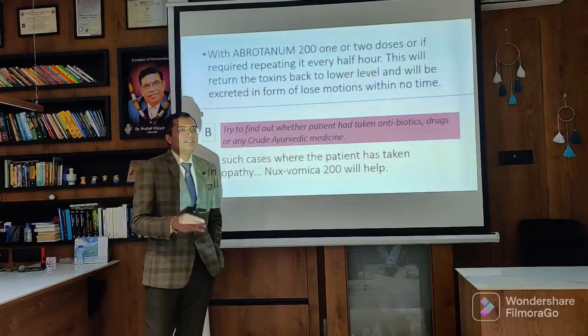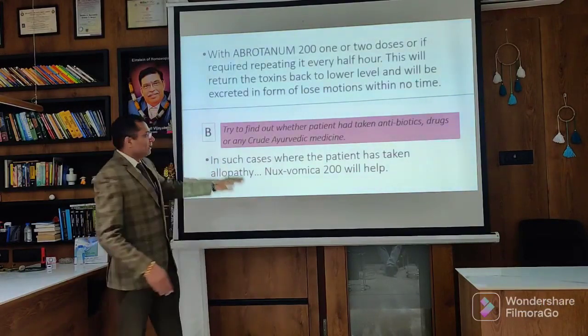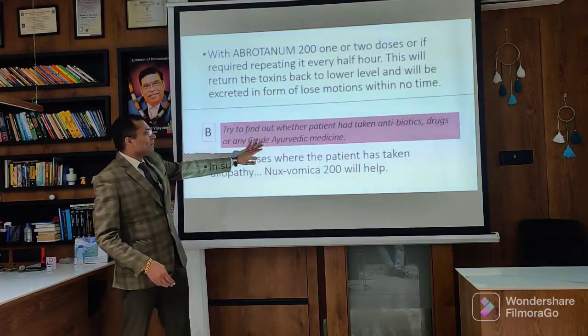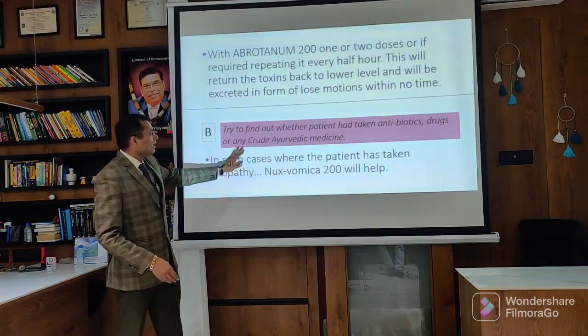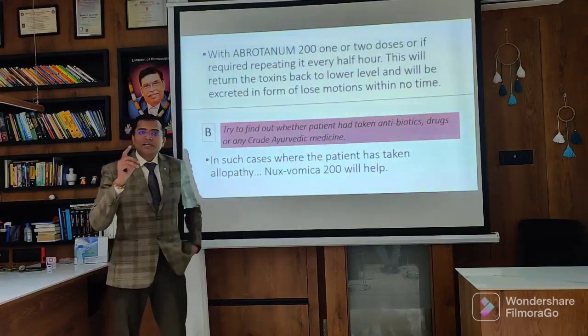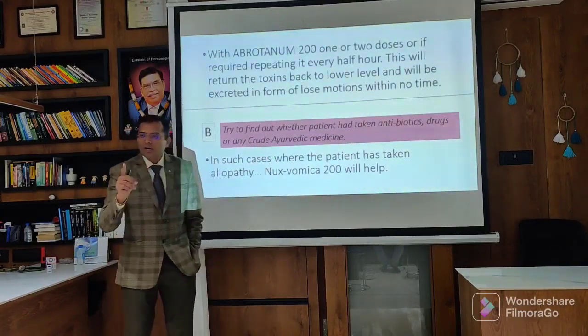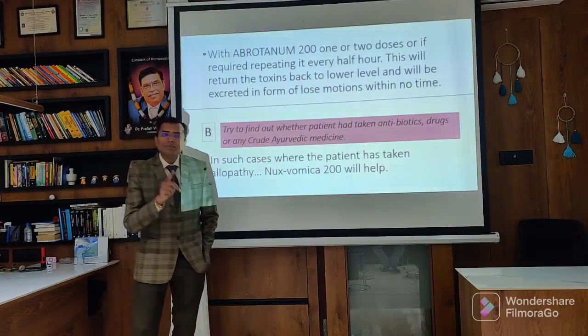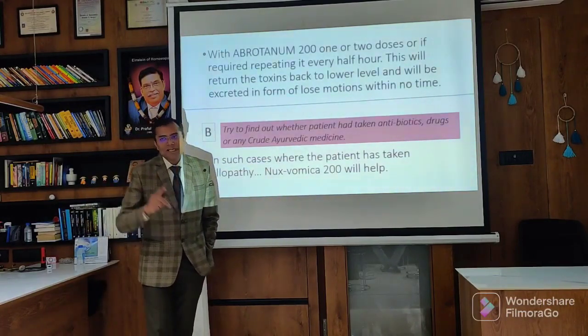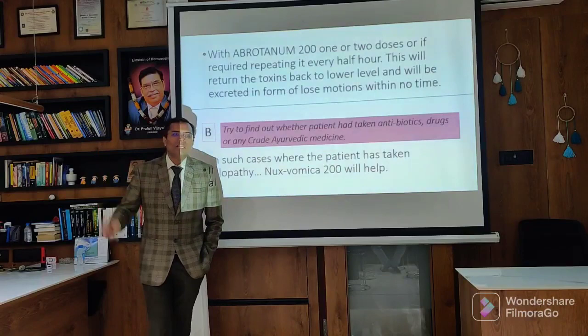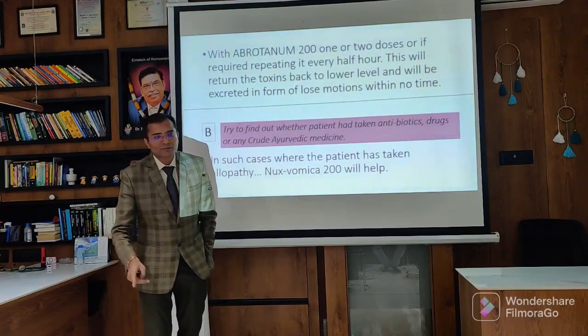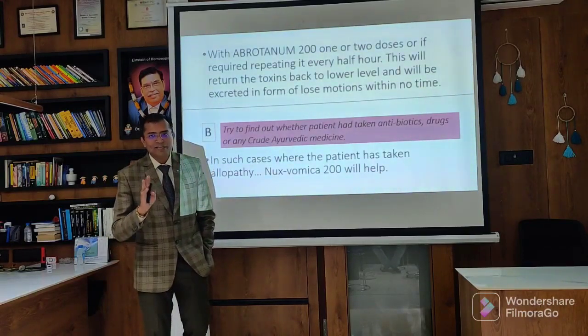Now another case. Same case, but different things. Then try to find out whether the patient has taken antibiotics, drugs or any crude ayurvedic medicine. So the case of an old man who got treated with an antibiotic, diarrhea got suppressed and suddenly started vertigo, the remedy is not ebrodinum, the remedy is naxomycin. Are you getting me? Very easy.